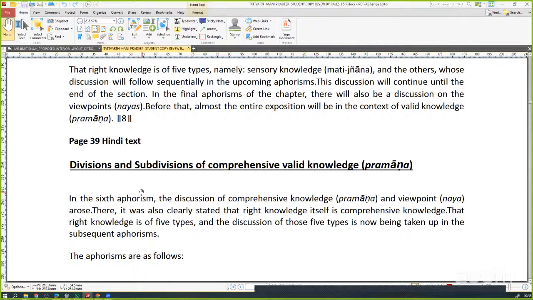Yes, sir. In the 6th aphorism, the description of comprehensive knowledge, praman, and viewpoint, naya, arose. There, it was also clearly stated that right knowledge itself is comprehensive knowledge. That right knowledge is of 5 types, and the discussion of those 5 types is now being taken up in the subsequent aphorisms.